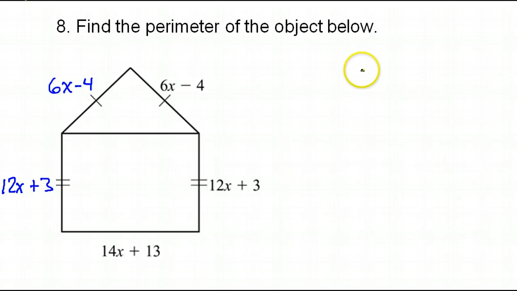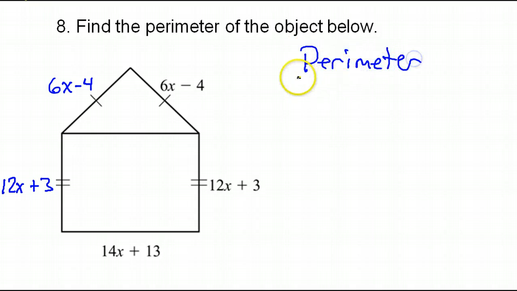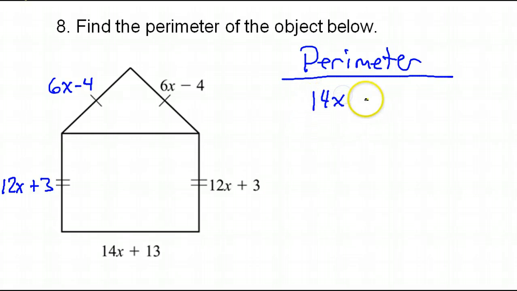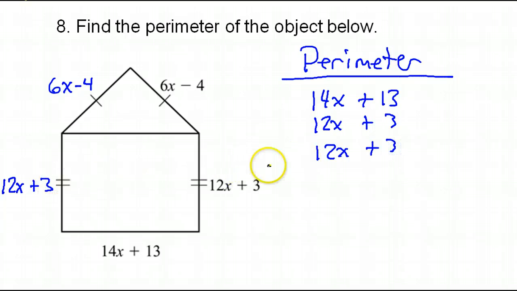Okay, I like to stack these things up, people. So the perimeter will be the sum of all 5 of these sides. So I've got on the bottom here, I've got my 14x plus 13. Alright, then on the sides, I've got 12x plus 3 and another 12x plus 3. Okay, it's for the left and the right.